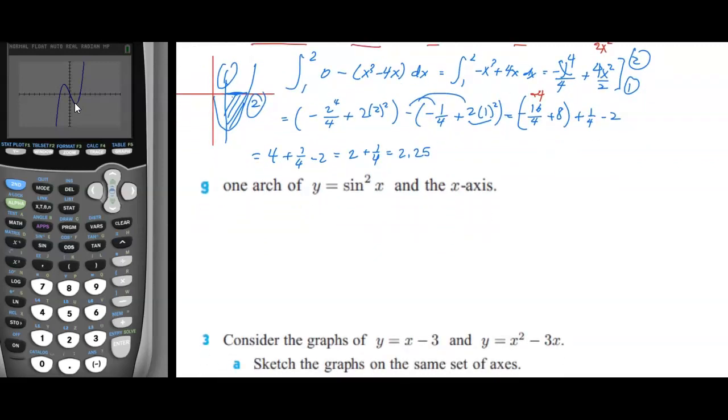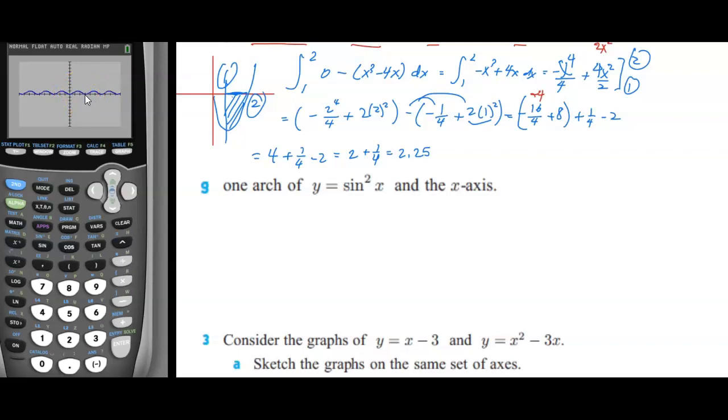Next one. One arch of y equals sine squared and the x-axis. So y equals sine squared. Let's graph that. Sine x squared. The funny thing about sine x squared is it gives you another sine function, but it's like above the x-axis, because when you square things, everything's positive, right? So we just want one of these humps, one of these arches.